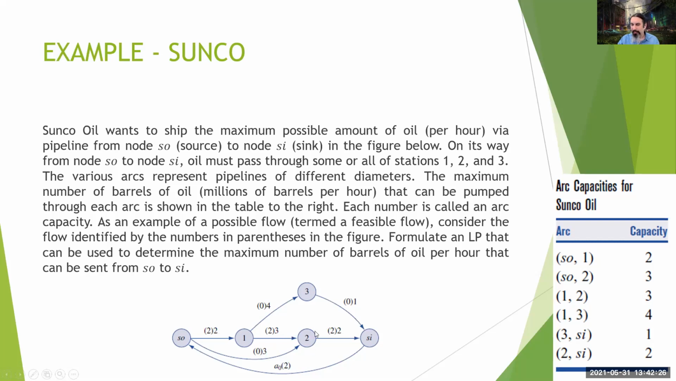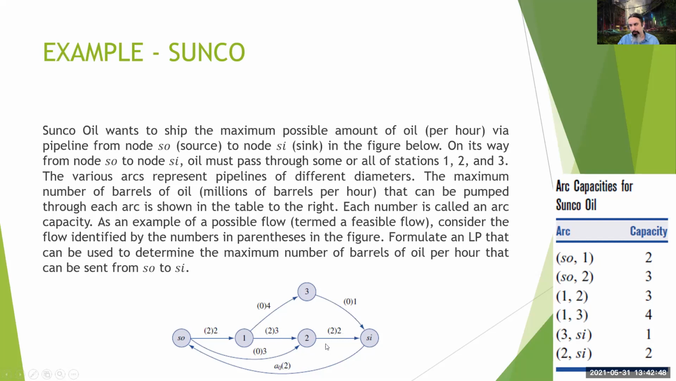Then all these nodes are constraints. Each of them is a constraint. So for node 2, for example, we have x12 incoming and xSO2 or x02 incoming. So x12 plus xSO2 should be equal to x2SI or x24, however we name it, x2SI.